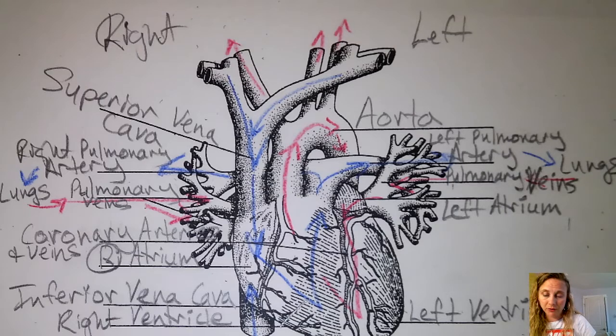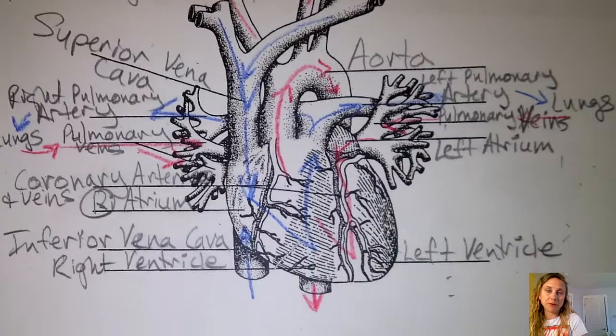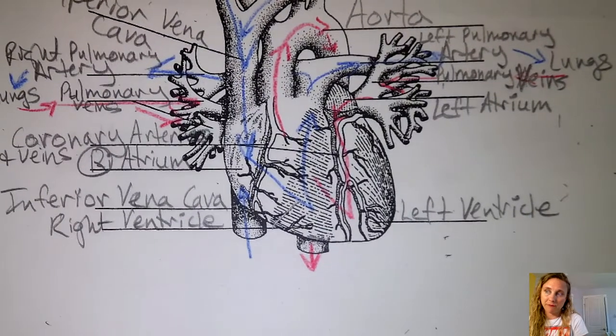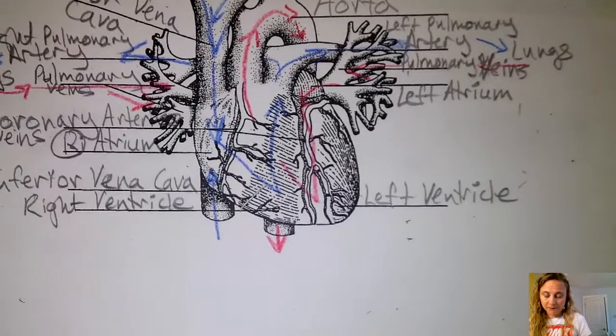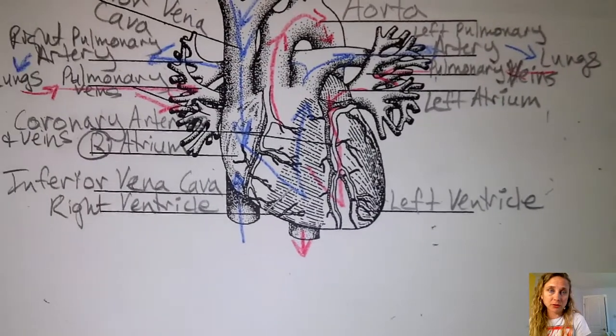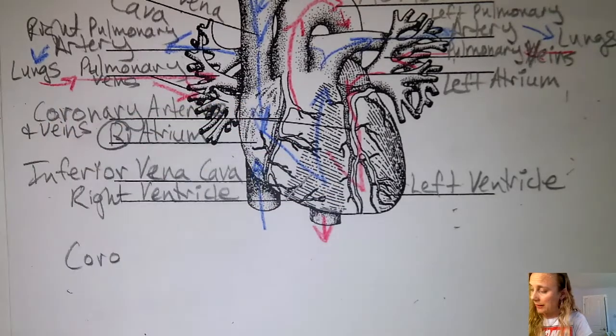So good job if you followed us thus far. Oh, here's that blood going to the inferior structures. Did we miss anything? I don't think so. We already wrote that arteries take blood away from the heart and veins take it to the heart. Coronary arteries and veins, just maybe you want to write a little note here. Maybe a little asterisk.